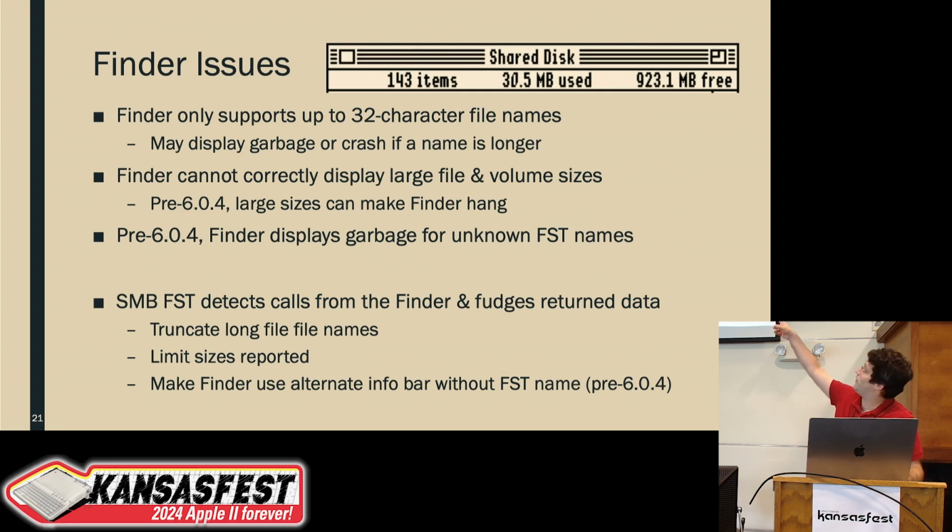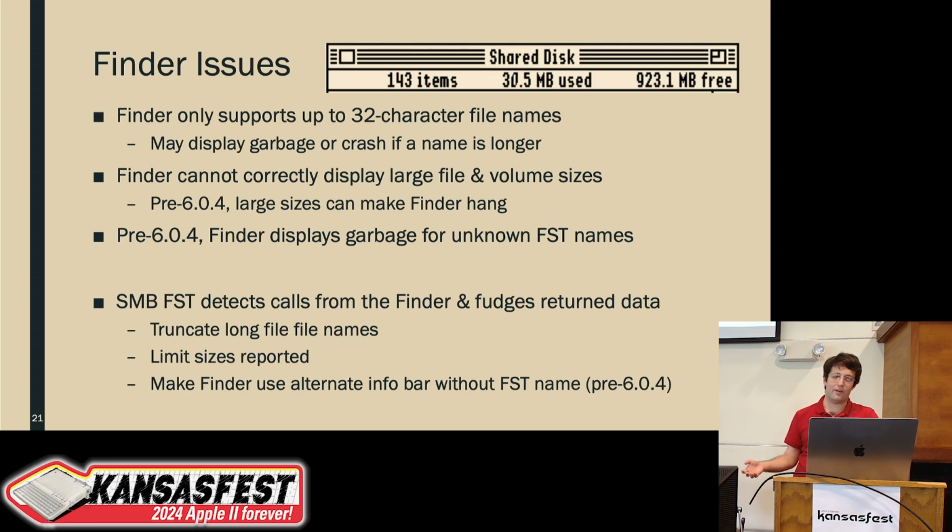So you see in that Finder info bar example there's actually kind of a blank space on the left of it. That's where the FST name would go if the Finder knew it. In the case of SMB, the Finder doesn't know about it because obviously it's a new thing. But like if you had ProDOS file systems or something, that would go in that space. And prior to 6.0.4, Finder would actually, instead of just leaving it blank, display garbage there for unknown FST names. So the SMB FST will actually detect if it's being called from the Finder and kind of fudge the data it returns to work around some of these issues.